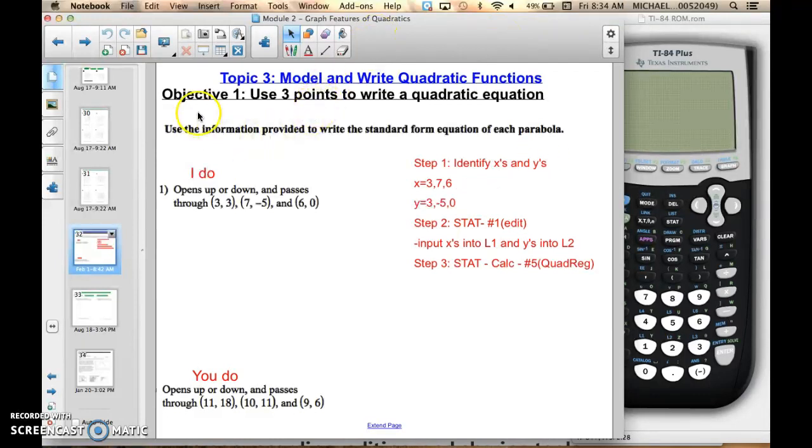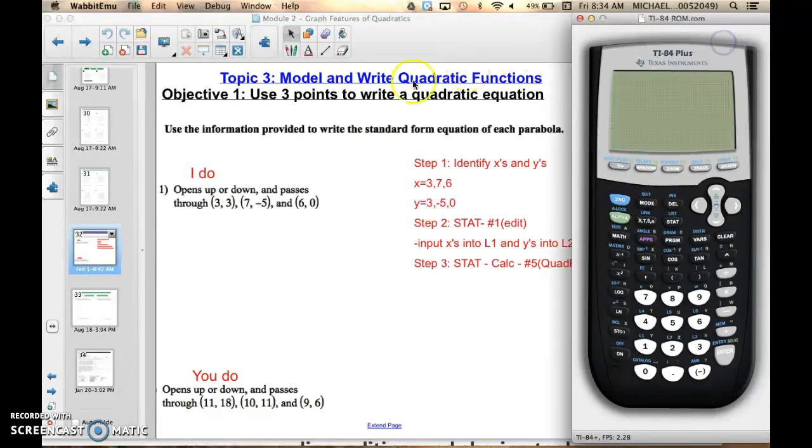The directions say use the information provided to write the standard form equation of each parabola. So the goal here is to get a y equals ax squared plus bx plus c function in standard form. That's what our calculator is going to give us. Now the first step I said in red: if I'm given number 1, it opens up or down and passes through. I will know once I find the equation if it opens up or down, because if it's positive or negative, that'll tell me if it has a maximum or a minimum as well. And we'll be able to see that on the calculator.